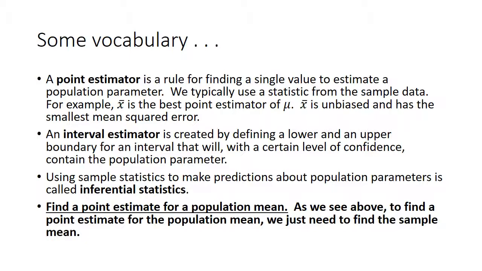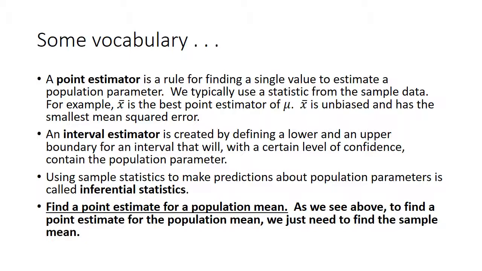So X bar is unbiased and has the smallest mean squared error. Those two things together just mean X bar is the best. So we will be finding the sample mean to estimate the population mean.